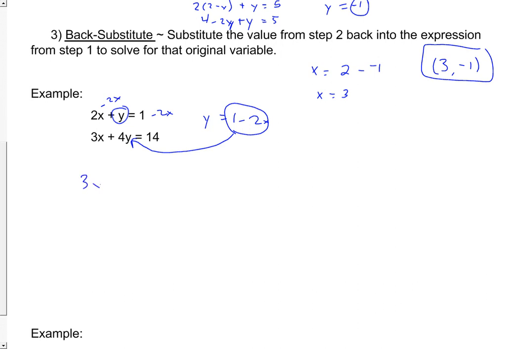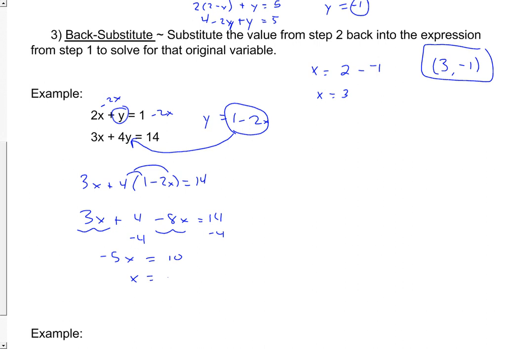So 3x plus 4 times 1 minus 2x is equal to 14. Then I distribute the 4, and I get 3x plus 4 minus 8x equals 14. Combine your like terms. I get negative 5x. I'm going to subtract the 4 to get negative 5x equals 10. So that x is equal to negative 2.